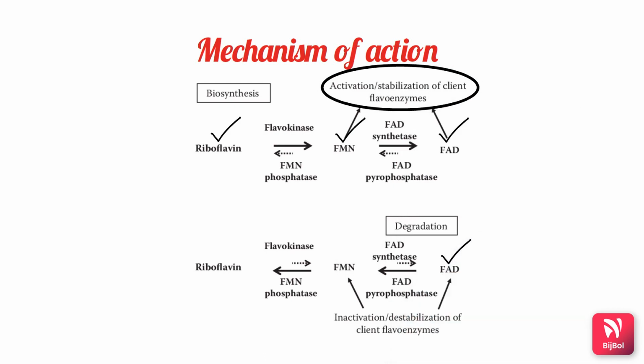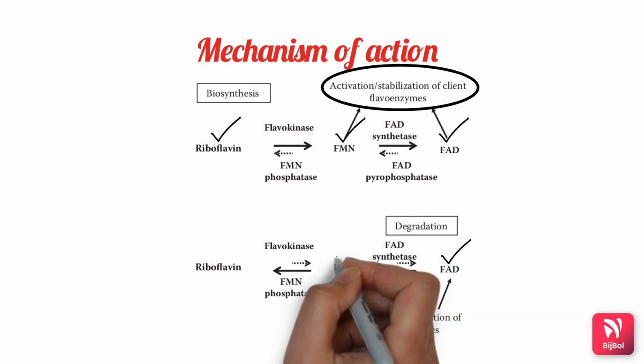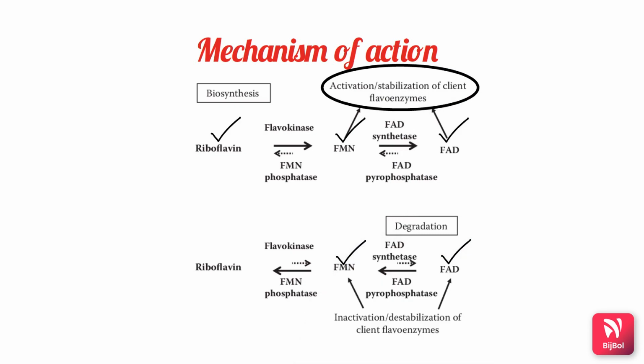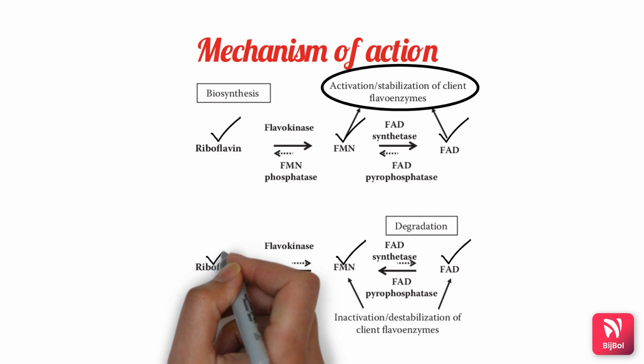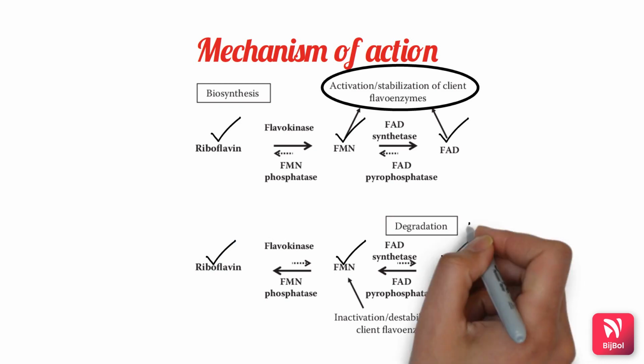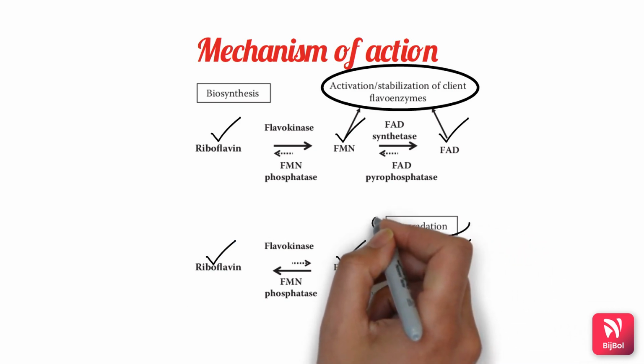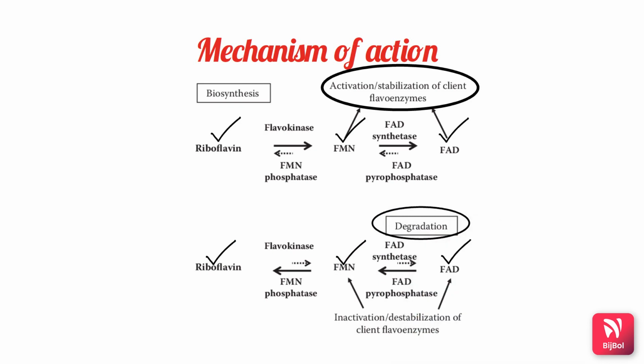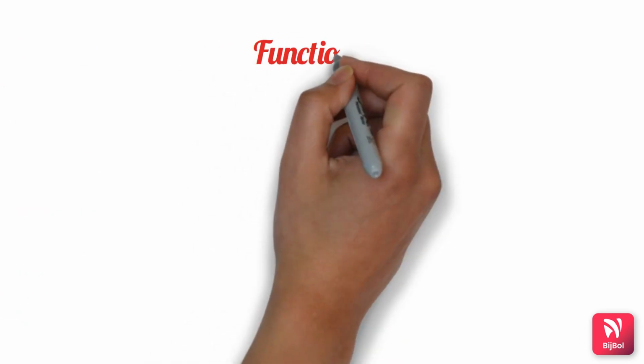Now let us discuss degradation. FAD gets converted to FMN under the enzymatic activity of FAD pyrophosphatase. This FMN gets converted to riboflavin under the enzymatic activity of FMN phosphatase. So from FAD again riboflavin is formed. This is called degradation. During biosynthesis, the active metabolites FMN and FAD are formed. During degradation, riboflavin is formed back from FMN and FAD. So please remember one thing: FMN and FAD are the active metabolites.